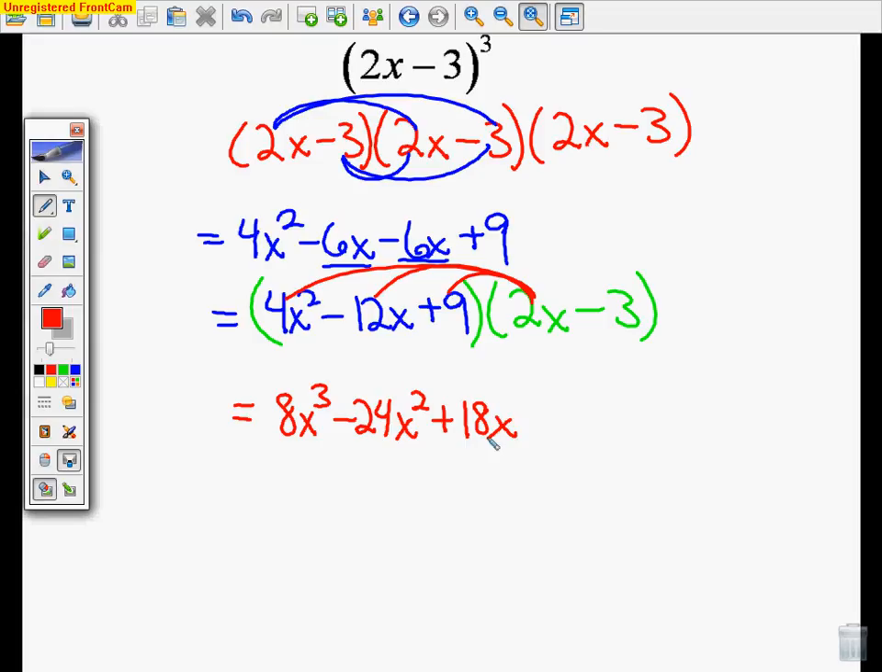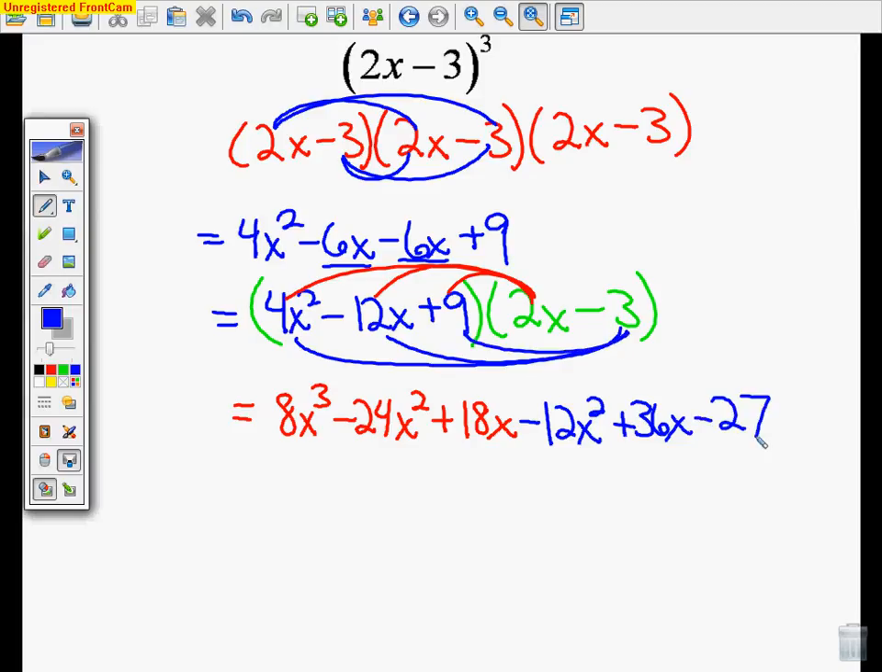Then we're going to go ahead and distribute that negative 3. This negative 3 is going to go to everything over here. So negative 3 times 4x squared, that's negative 12x squared. Negative 3 times negative 12x, that's positive 36x. And then negative 3 times 9, that's negative 27. Once again, combine like terms. There's nothing like terms with that 8x cubed, so we're just going to write that down. Negative 24x squared and negative 12x squared, that's negative 36x squared.